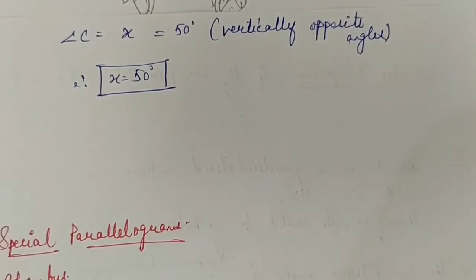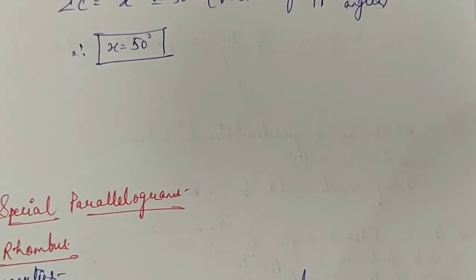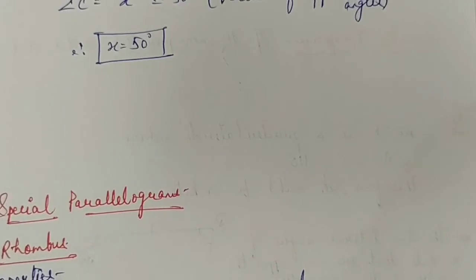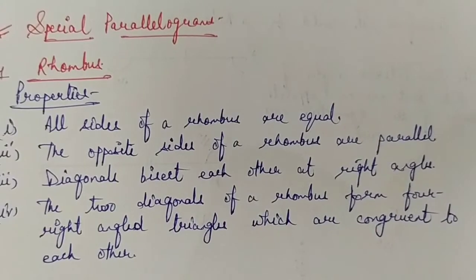Okay, now moving further, talking about some special parallelograms, in which there are three other parallelograms given, that are rhombus, rectangle and square.